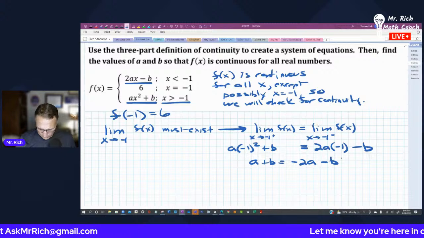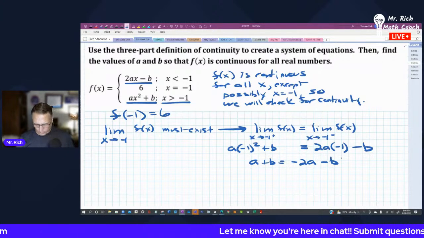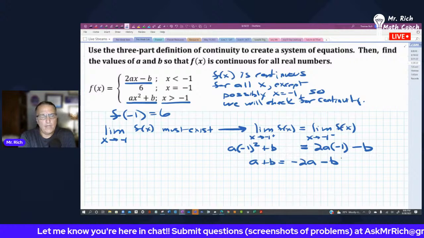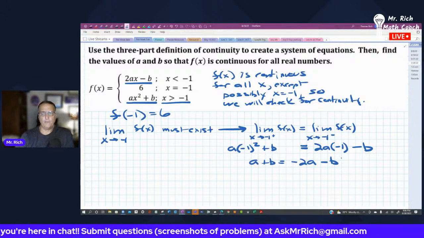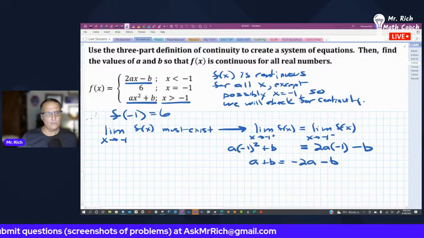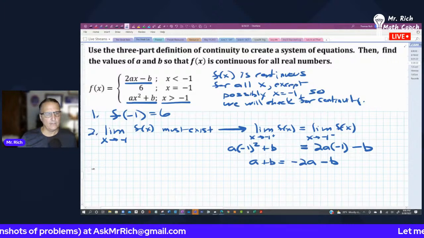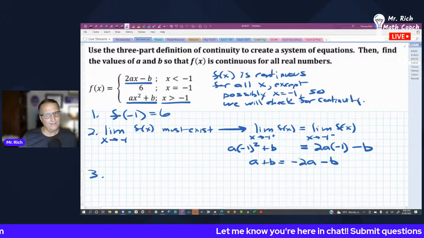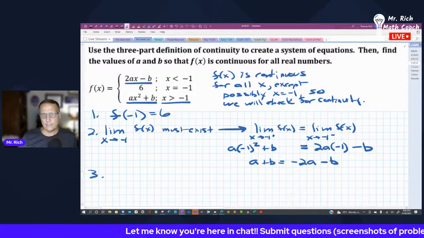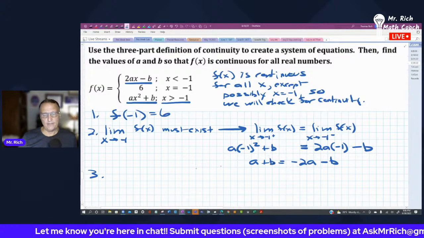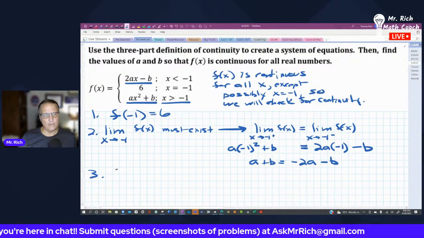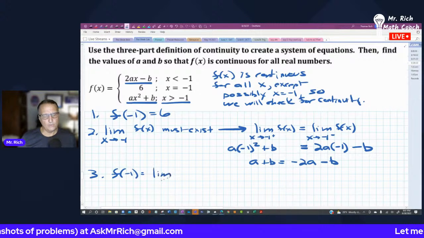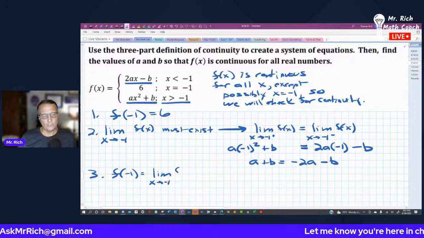Okay, and so let's see how we're going to do that. So what do I want to do here? What can we do? Well, what has to be true, right? The third condition. So this was our first condition, our second condition. Our third condition is that these things have to be the same, okay? So that means I could take the left-hand limit, a plus b, right? I'll write it this way. f of -1 has to equal the limit as x approaches -1 of f of x.